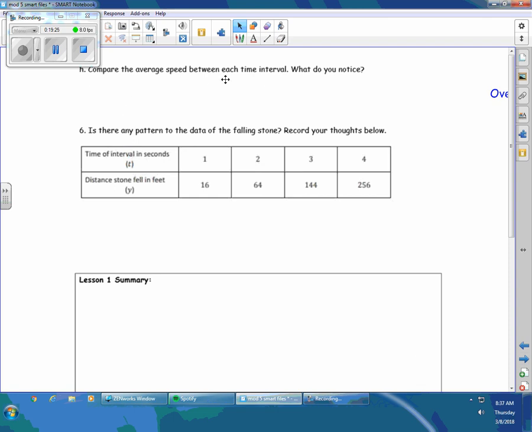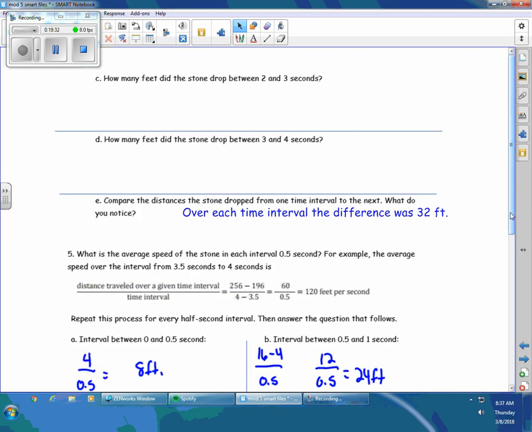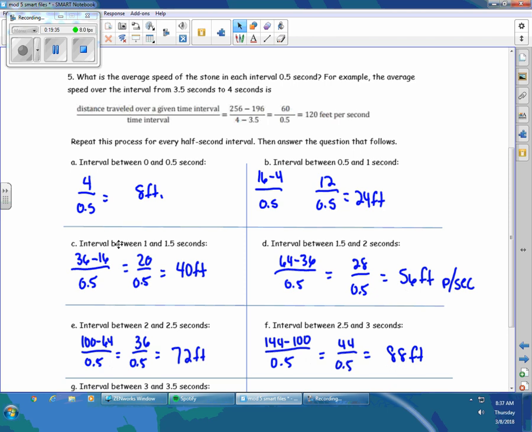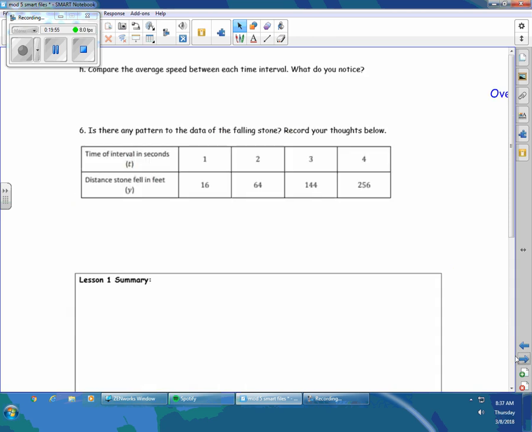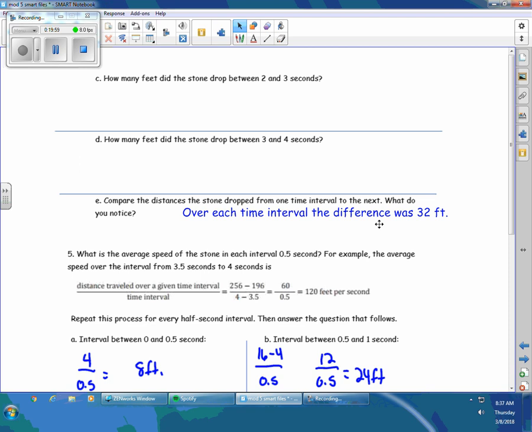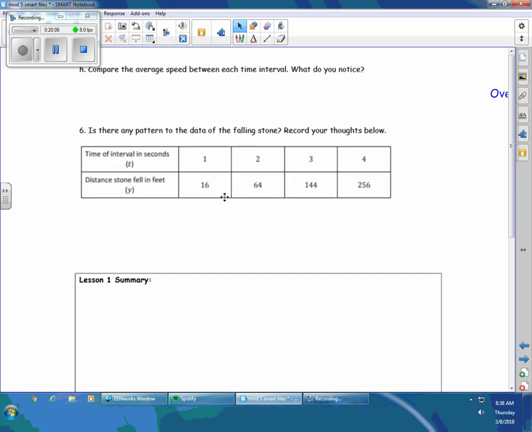It says, compare the average speed between each time interval. What do you notice? I'm not sure if you noticed it, so I'm going to give you a little nudge in the right direction. If I take 8 and I add 16, I get 24. If I take 24 and I add 16, I get 40. If I take 40 and add 16, I get 56. So the average speed is going up by 16 every half second. That makes sense because we said it was going to be 32 feet per second, and 16 per half second makes sense here.